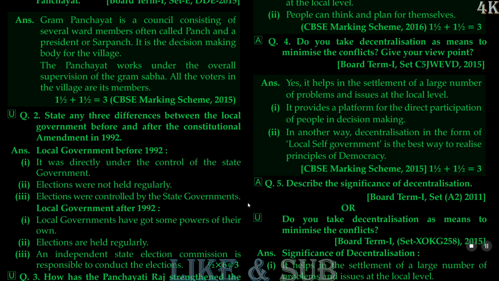State any 3 differences between the local government before and after the constitutional amendment in 1992. Answer: Local government before 1992: 1. It was directly under the control of the state government. 2. Elections were not held regularly. 3. Elections were controlled by the state governments. Local government after 1992: 1. Local governments have got some powers of their own. 2. Elections are held regularly. 3. An independent State Election Commission is responsible to conduct the elections. 1/2 times 6 equals 3.